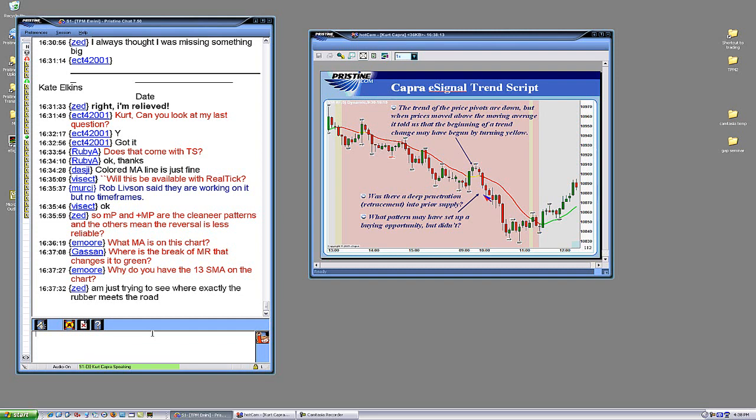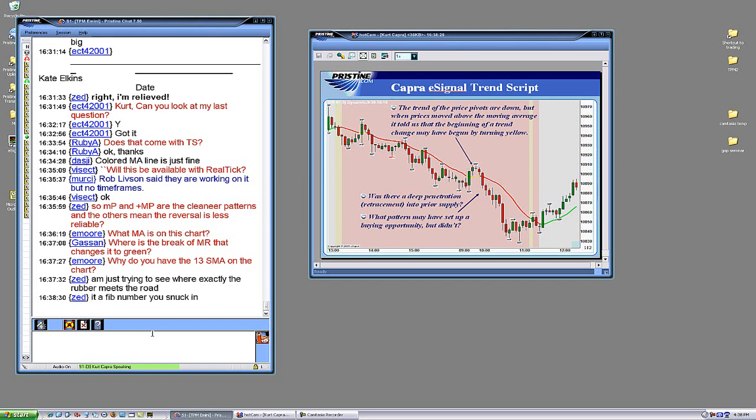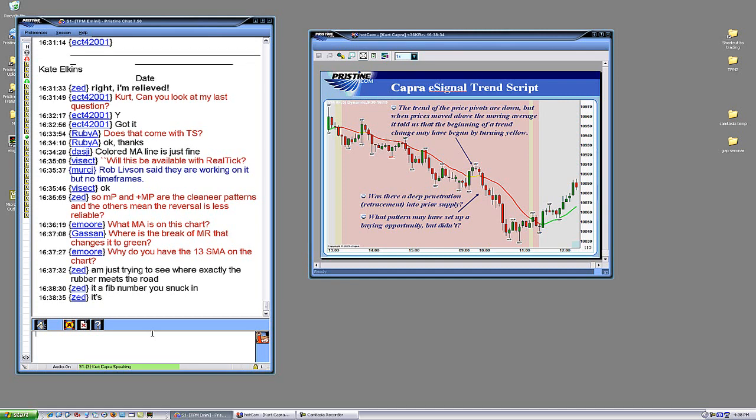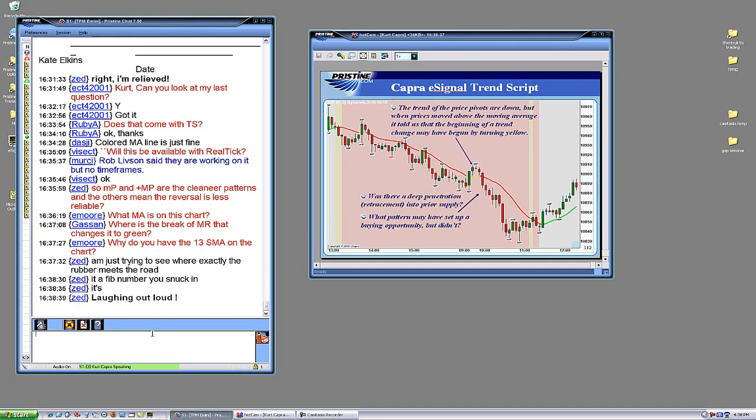The 13 EMA just seemed to fit better. The futures can move quickly at times, so we went with the 13. The 10 was a little fast. The 20 was a little slow. The 13 just fit. You can use whatever you want. I mean, it really doesn't matter. But no, it has nothing to do with a Fib number. We just found that it does follow price better than the others.